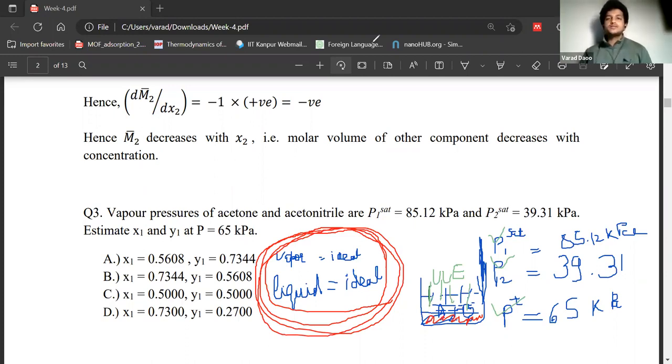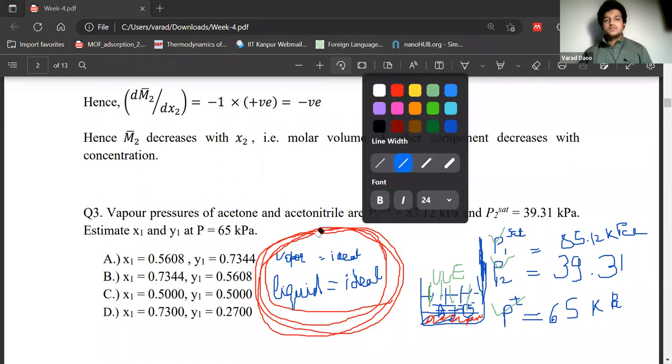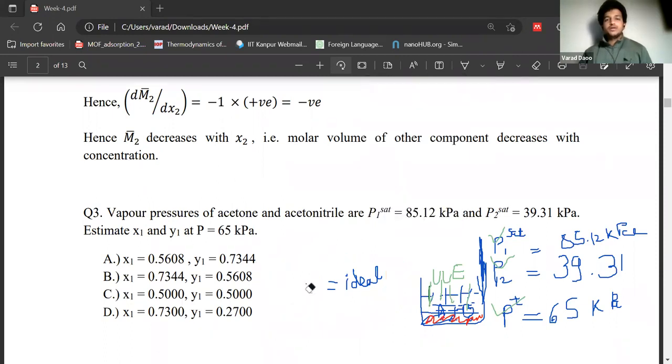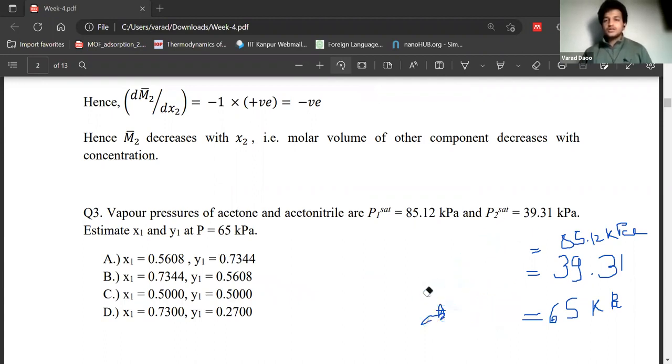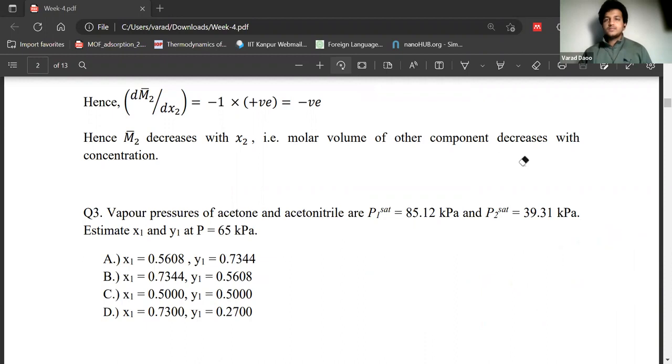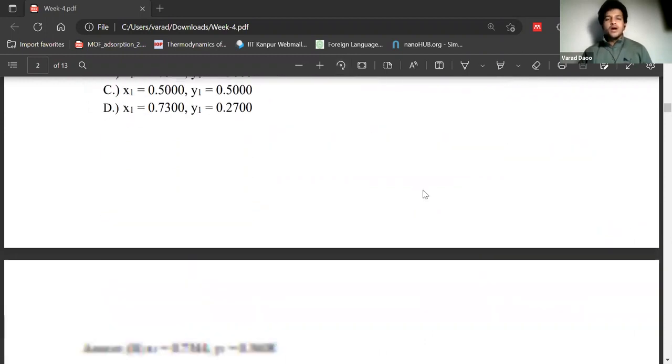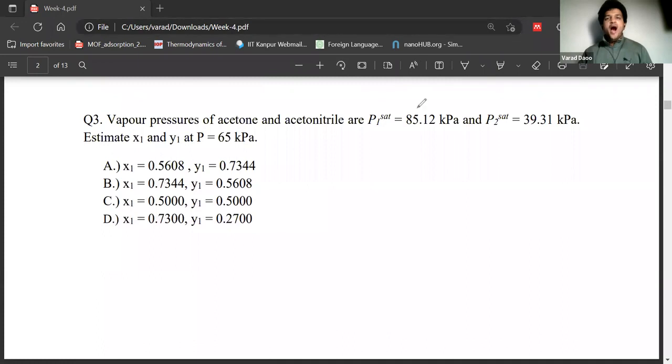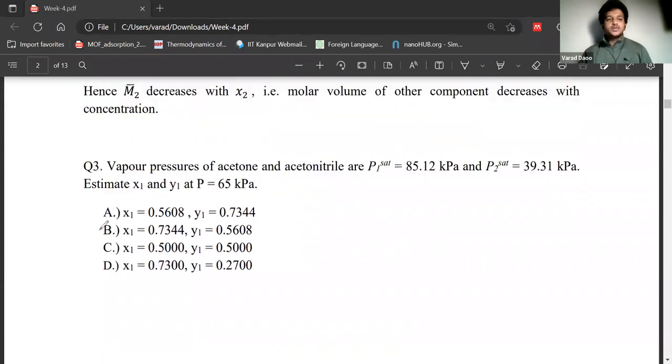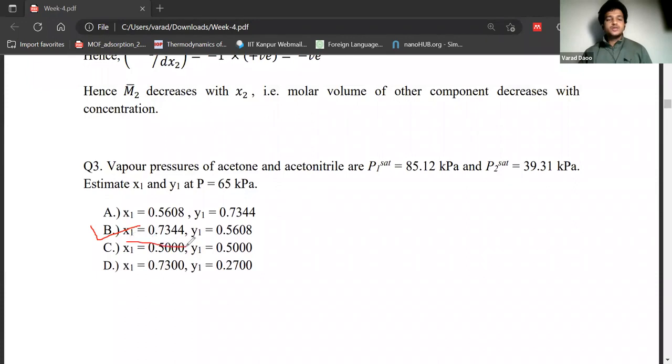Anybody got any answers? No? Then I will rub the board and start explaining the solution. You can cross check your answer with this. The correct answer is option B. X1 is equal to 0.7344 and Y1 is equal to 0.560. Anybody got it?